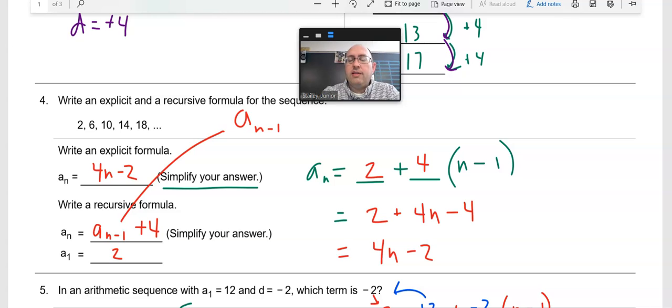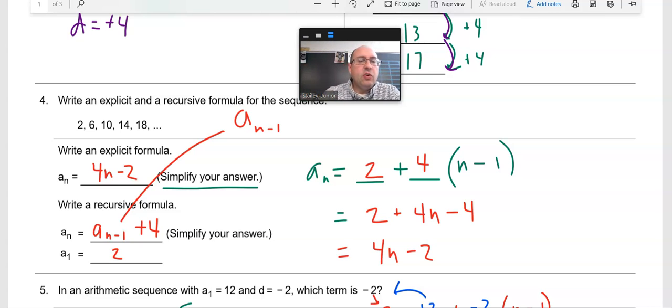Question 4. Okay, and by the way, that last one that we were doing, we were using the recursive pattern, even though we had an explicit formula to deal with. Okay. If you know the recursive pattern, it makes finding the first 5 terms a heck of a lot easier, if the numbers are nice. Write an explicit and a recursive formula for the sequence.